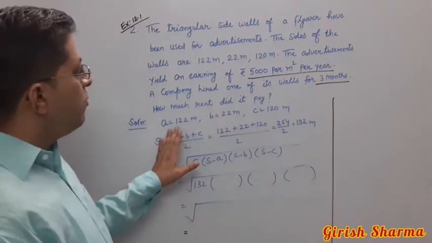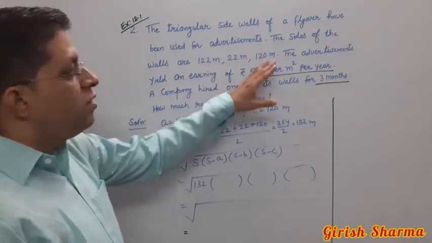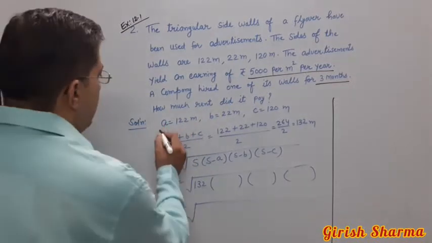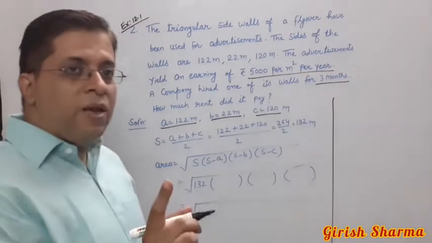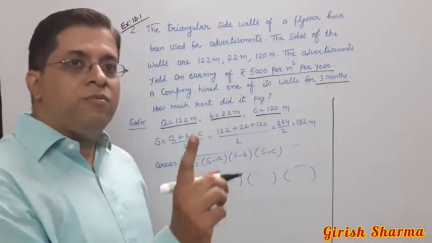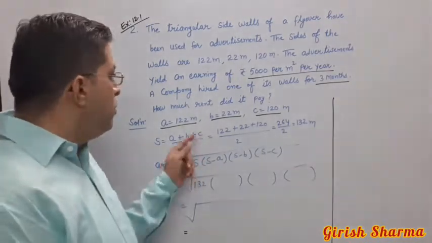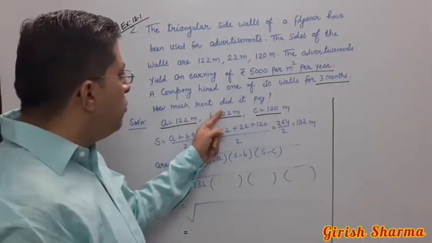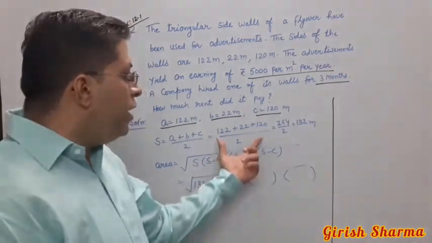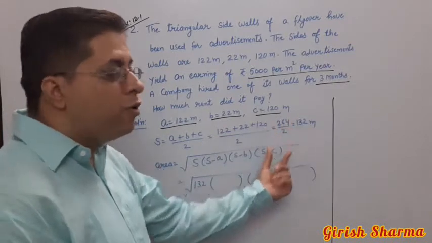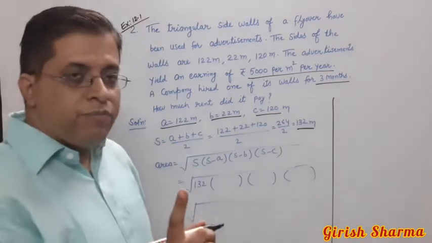Okay, what you have been given are the sides of a triangle, A, B and C. Let's say this is A, this is B and this is C. What is the semi-perimeter? S is equal to A plus B plus C upon 2. Put the sides here: 122 plus 22 plus 120 upon 2. When you add it, you will get 264 upon 2. This will be 132 meter.